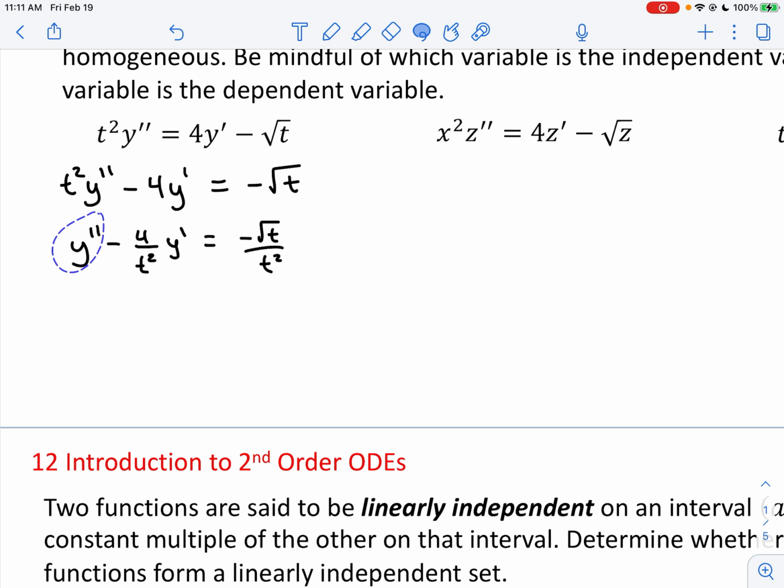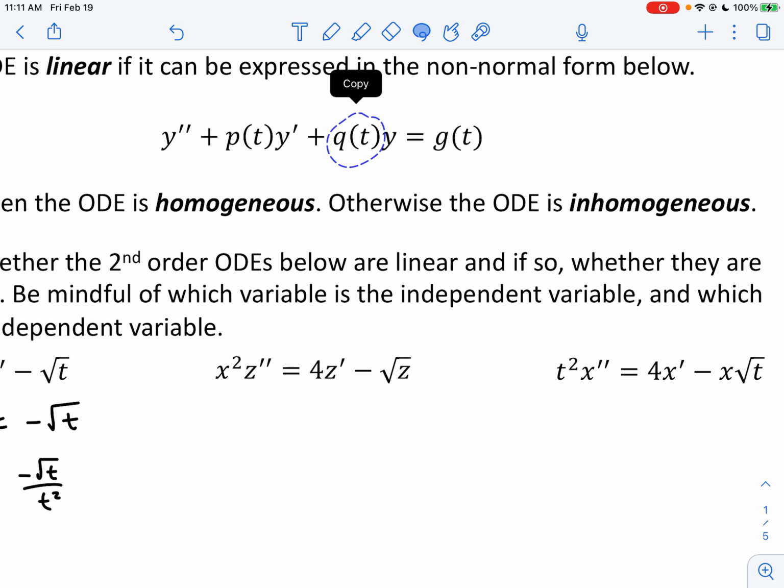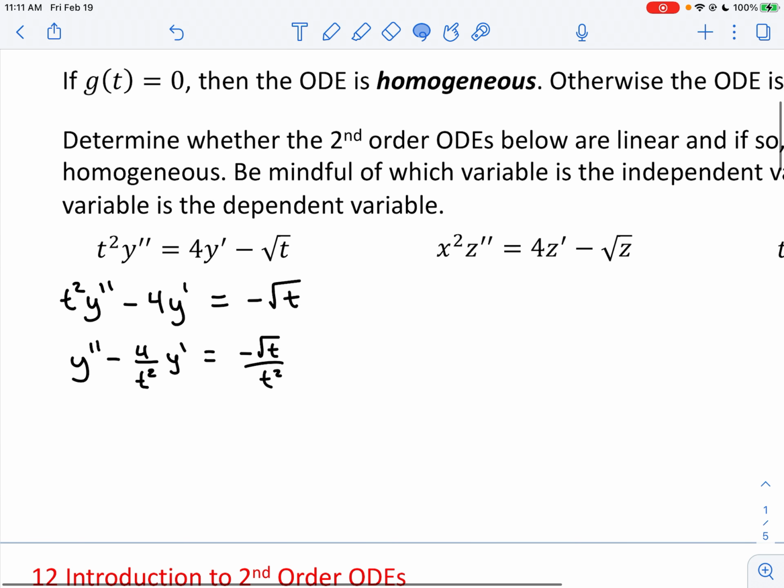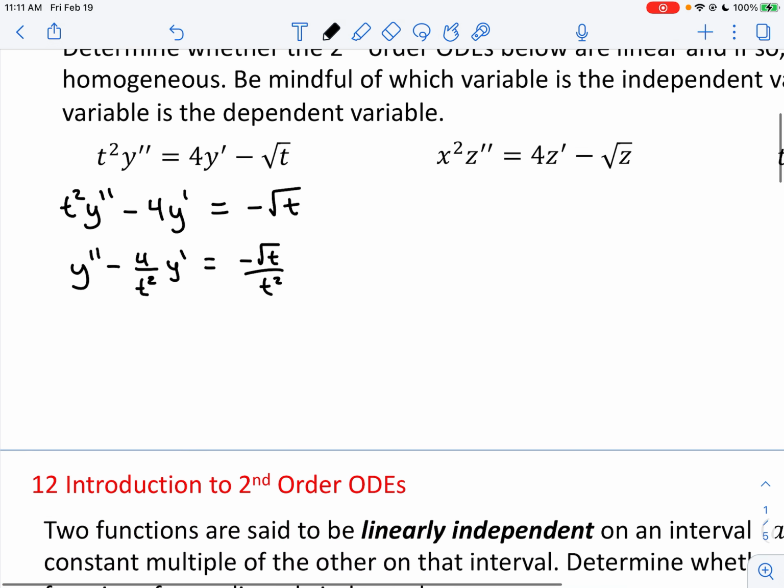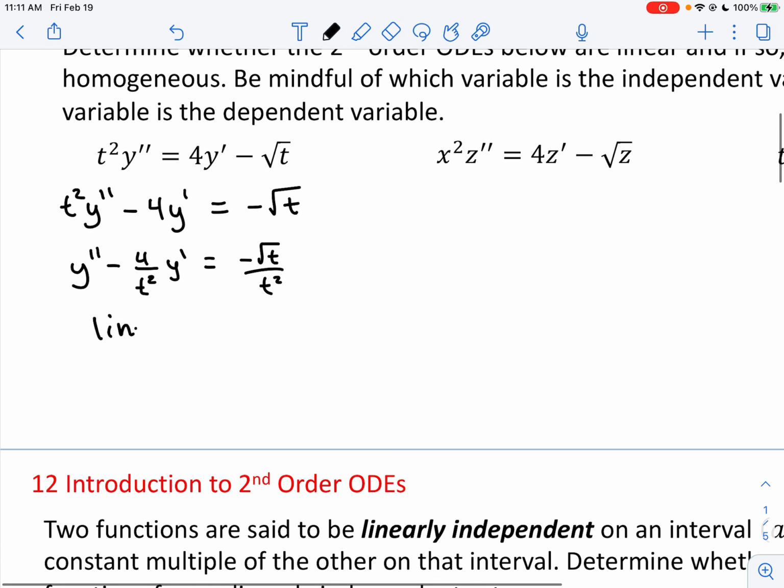Notice that the y double prime is isolated. We have a y prime raised to the 1, with some sort of function of the independent variable in front of it as a coefficient. We don't have a y term, but that just means the q of t was 0 in this case, so that's gone. And then we have a g of t function over here. And it's not 0 because there's something there. Therefore, this is linear and inhomogeneous.